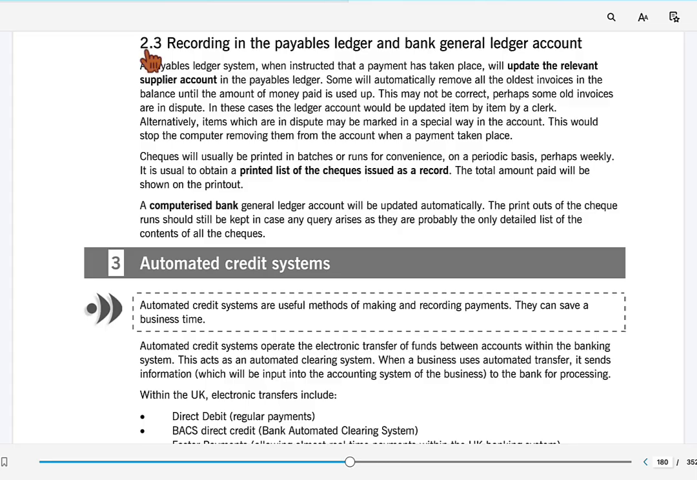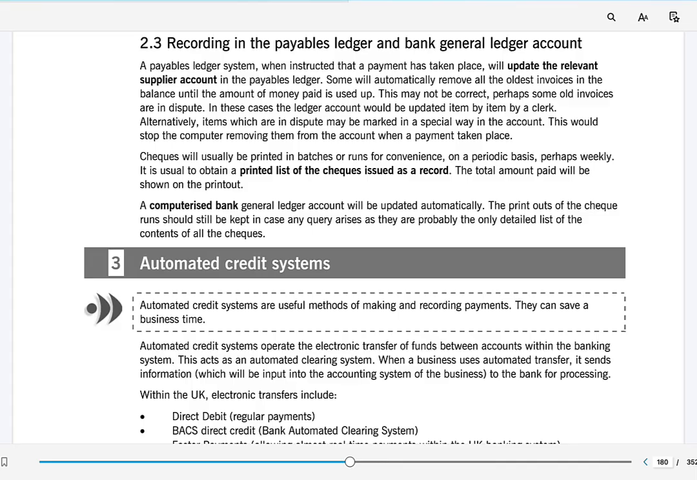Lesson 2.3. The main idea. When a payment is made to a supplier, the computer system will normally do two updates automatically. 1, it updates the supplier's account inside the payables ledger. 2, it updates the bank account inside the general ledger. So the system is keeping two important records correct at the same time, the detailed supplier record and the company's bank record.